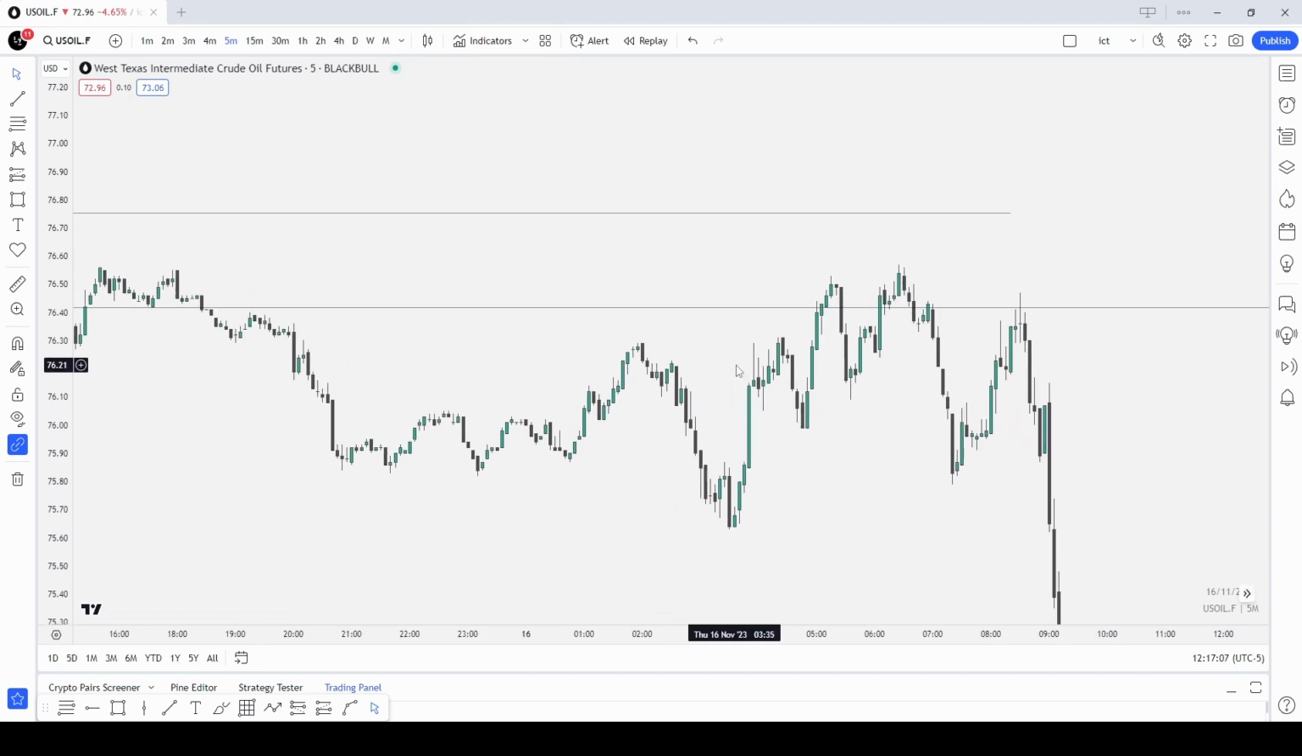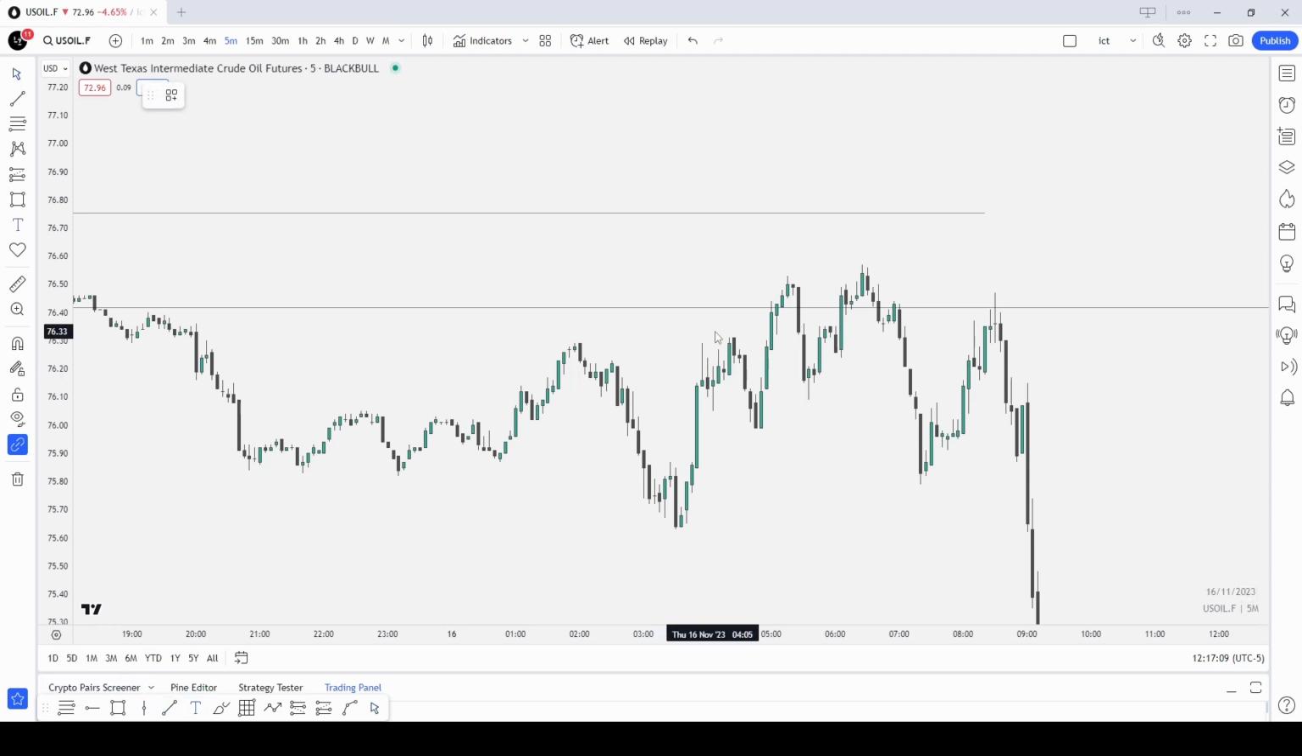Now as soon as I saw this occur, you can see over here we have a high, another drive up, leg down, and then the 3rd drive up.